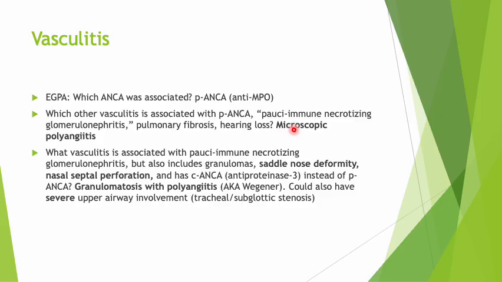Microscopic polyangiitis and EGPA both are associated with P-ANCA. Note that GPA is the only one of these three which has C-ANCA. GPA is also the only one of these three that has that severe upper airway involvement with the tracheal stenosis or that nasal saddle nose deformity or the nasal septal perforation. But all of these can look similar when you're seeing them on an exam for someone who has glomerulonephritis and some ANCA. So there are a couple of buzzwords I really want to emphasize when you're trying to differentiate between these things.